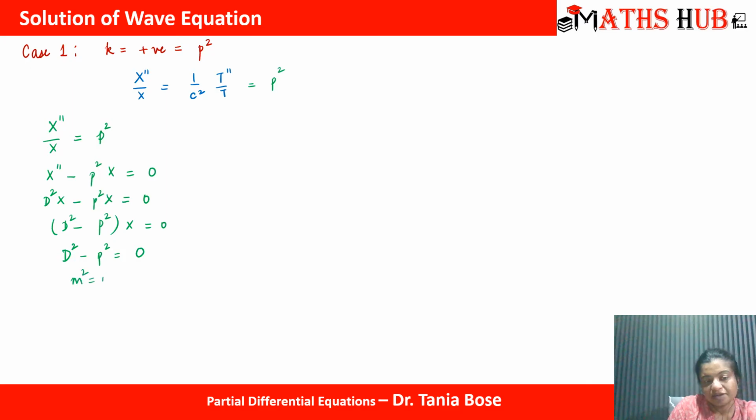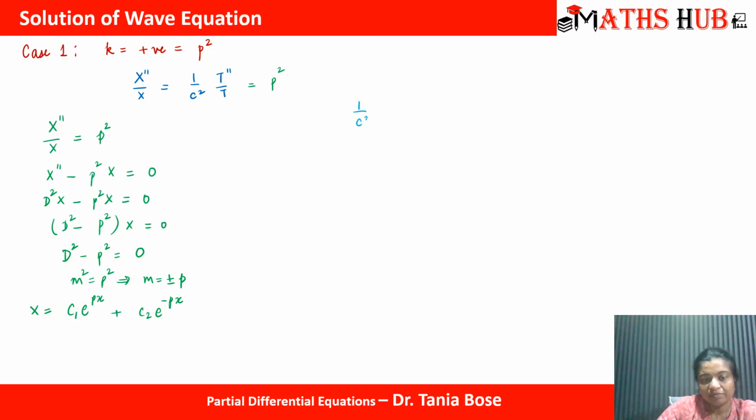So m square is equal to p square. So that means the roots of this equation are plus minus p. If the roots are plus minus p, that means they are distinct roots, so x comes out to be c1 e raised to power px plus c2 e raised to power minus px. Right? Now let us solve for the second equation.